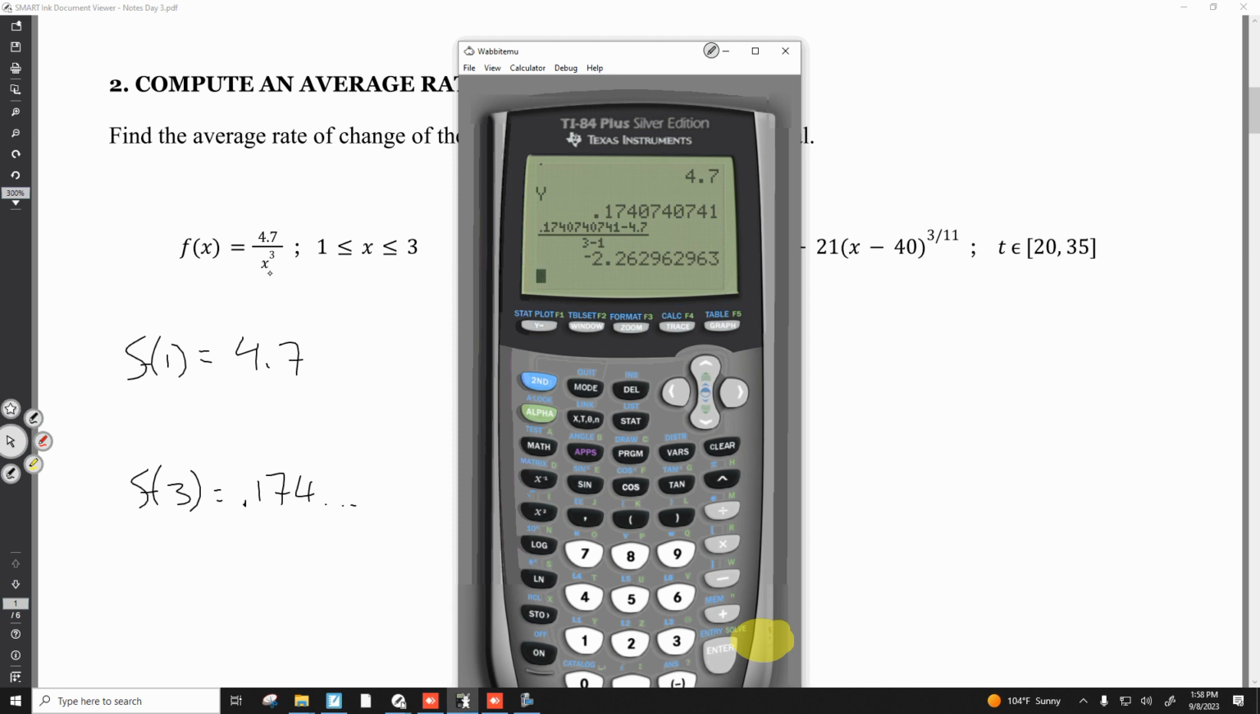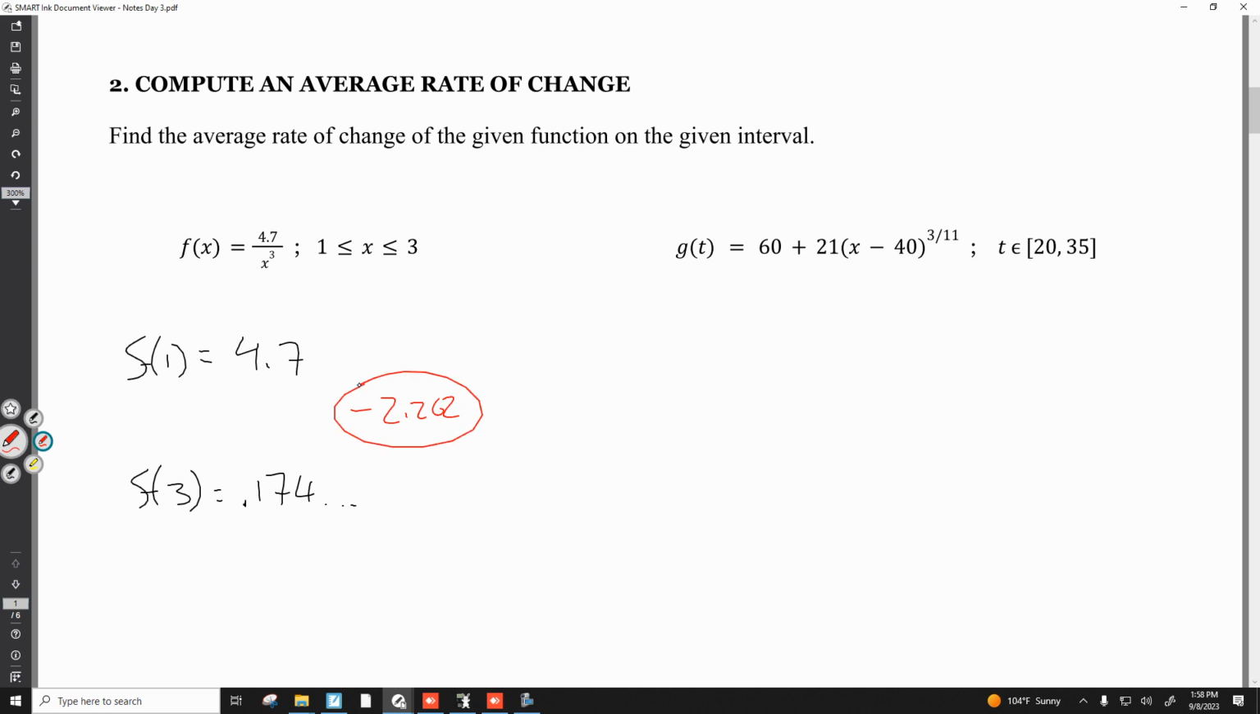But wait, there's more. There's another way to get that negative 2.262, which is our average rate of change. Which is telling me what? Tell your neighbors, what does this tell me? Quick review, lesson 1. What does that number tell me? On average, f of x decreases 2.262 y per x, right? We're reviewing. That's what a slope gives you, a rate of change.